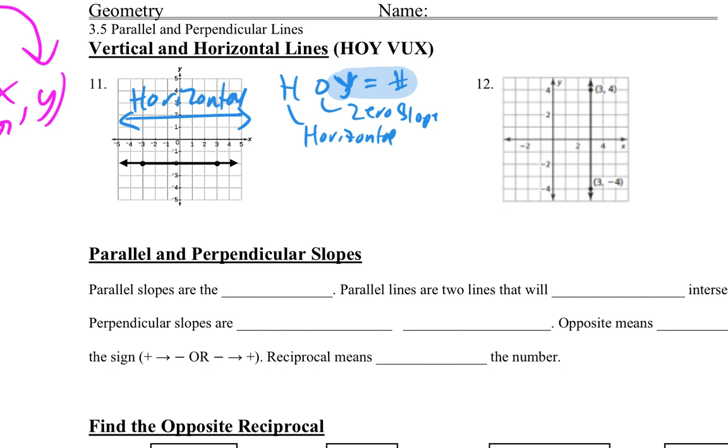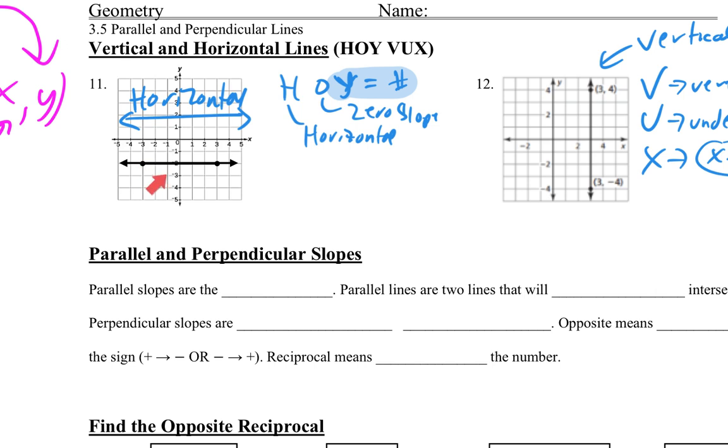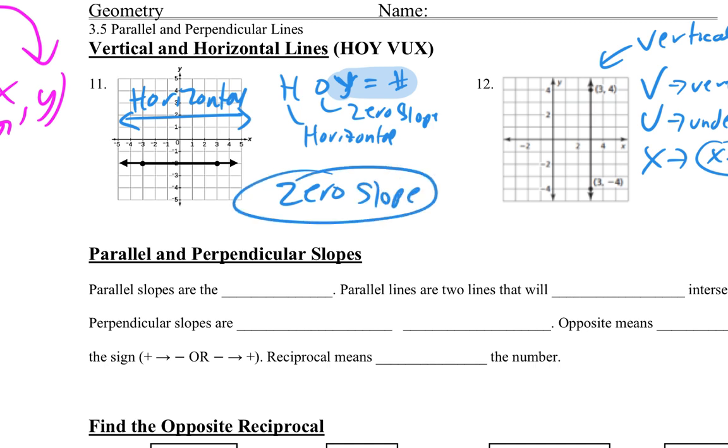All right, so then if this is a vertical line, we can remember VUX, right? And V stands for vertical. U is for undefined slope, undefined slope. And the equation is always x equals a number. All right, so whenever we see something like that, this is 0 slope. Okay, and this is undefined slope.